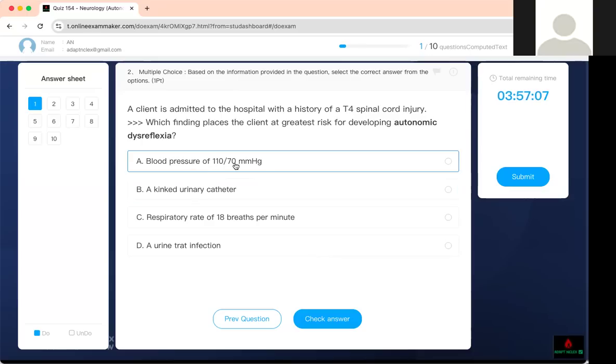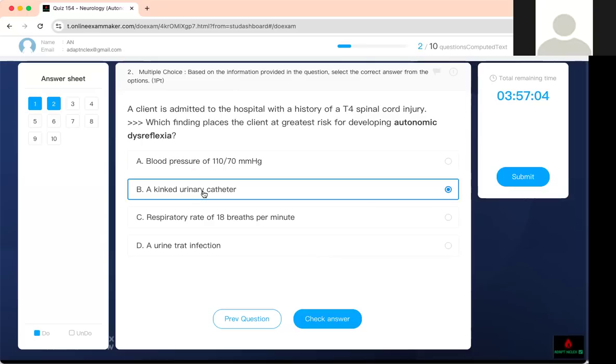So this blood pressure is normal. A kinked urinary catheter is a problem. It can cause bladder distension. Respiratory rate has nothing to do with your respiration. And urinary tract infection is not a primary problem. It's not a primary issue, right? It's secondary. It has no direct indication for stimulating you. That's the key. The distension will do it, but urinary tract infection is indirectly related, so you should not pick that. Okay. The right answer is bladder distension.